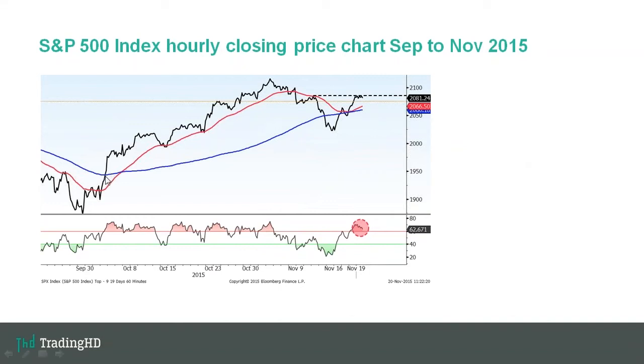Look, we broke above both the red and the blue line in late September, early October. That was the start of another bull run. We've come back and we've rallied back above these two lines. My contention is that if we were to get a close beneath these two lines, we could get a retest of the low.